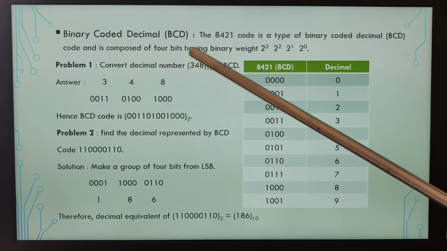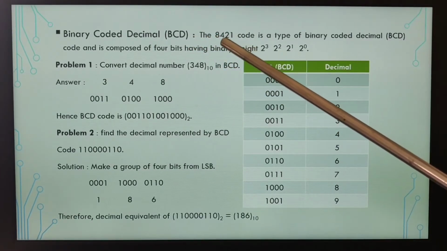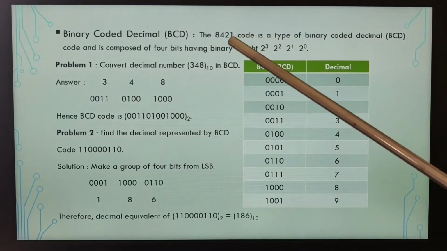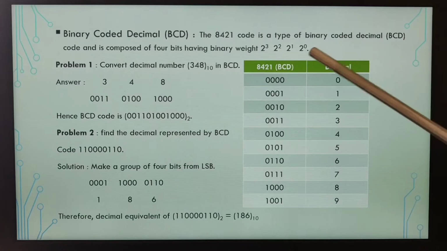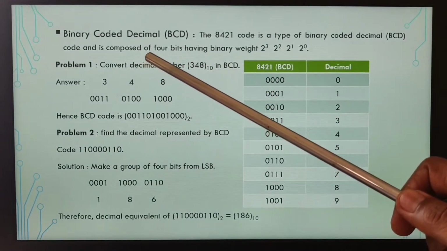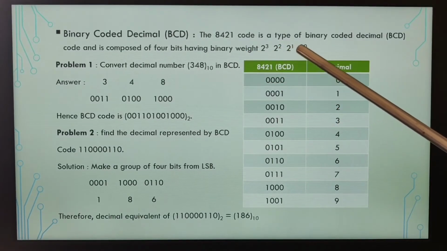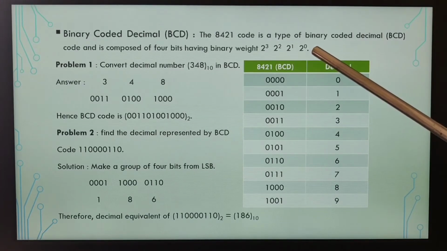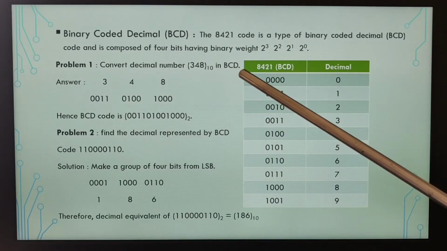Then next we consider the binary coded decimal system, shortly called BCD. The 8421 code is a type of binary coded decimal. This 8421 is also called the binary coded decimal system and is composed of 4 bits having binary weights 2 raised to 3, 2 raised to 2, 2 raised to 1 and 2 raised to 0. So we consider an example, and from that example we consider the BCD system. Convert the decimal number 348 base 10 to BCD.